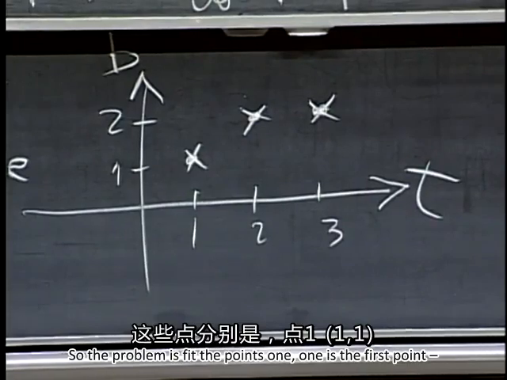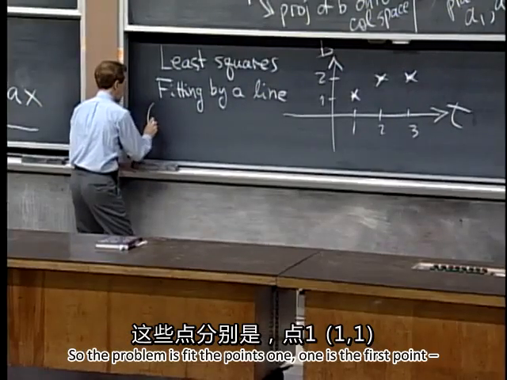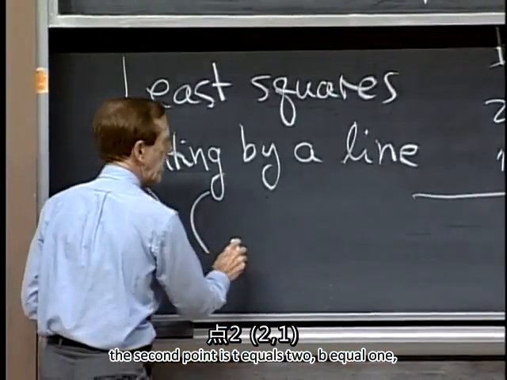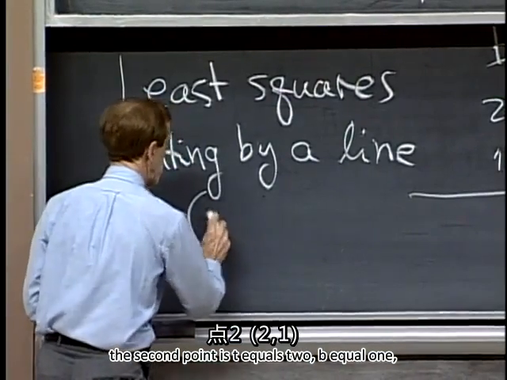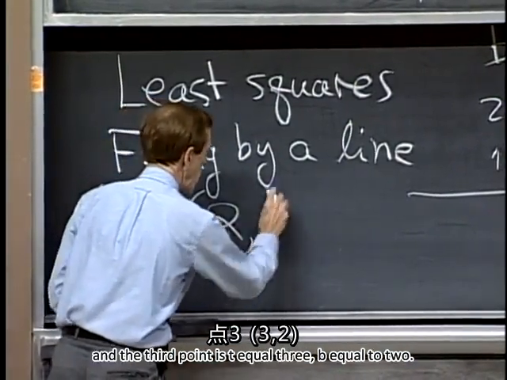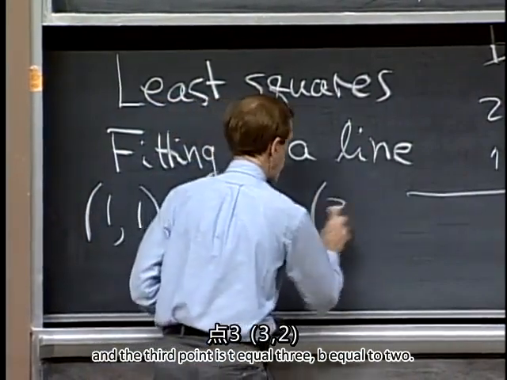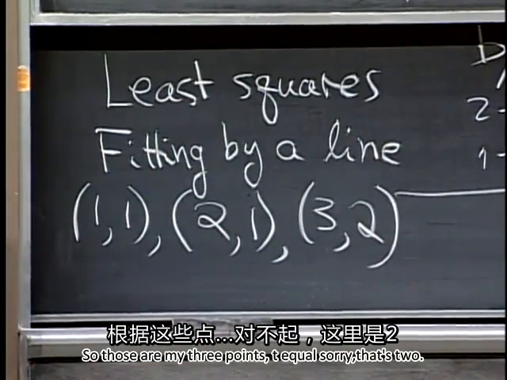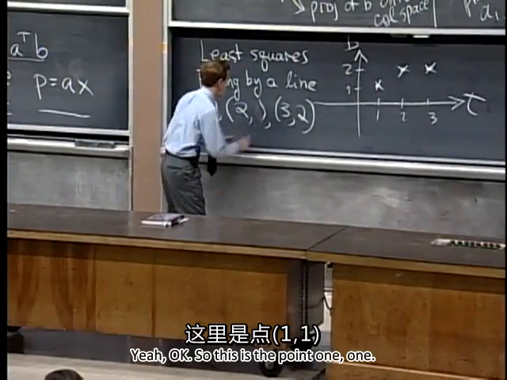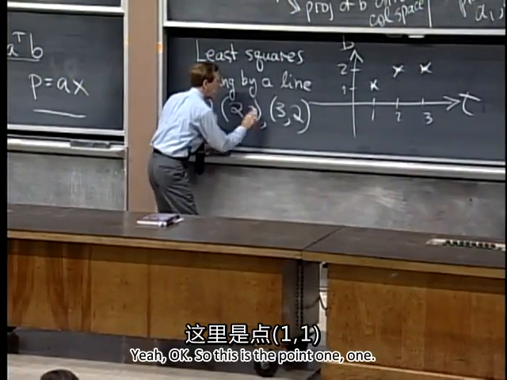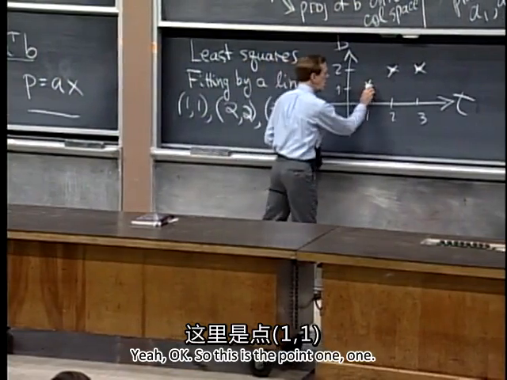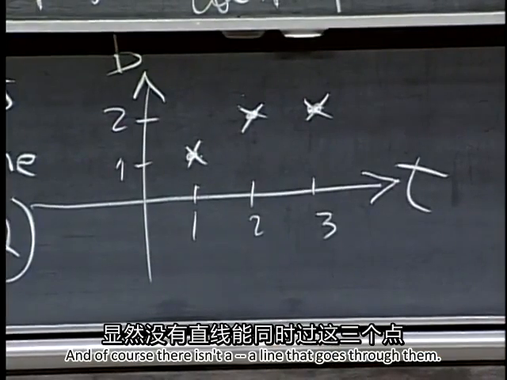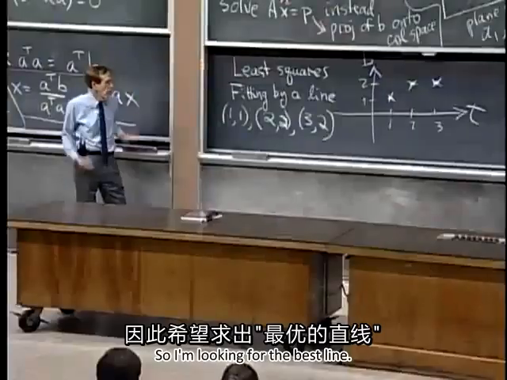So the problem is fit the points. The first point is t equals 1, b equals 1. The second point is t equals 2, b equal 2. And the third point is t equals 3, b equal to 2. So those are my 3 points. This is the point 1, 1. This is the point 2, 2, and that's the point 3, 2. And of course, there isn't a line that goes through this. So I'm looking for the best line.